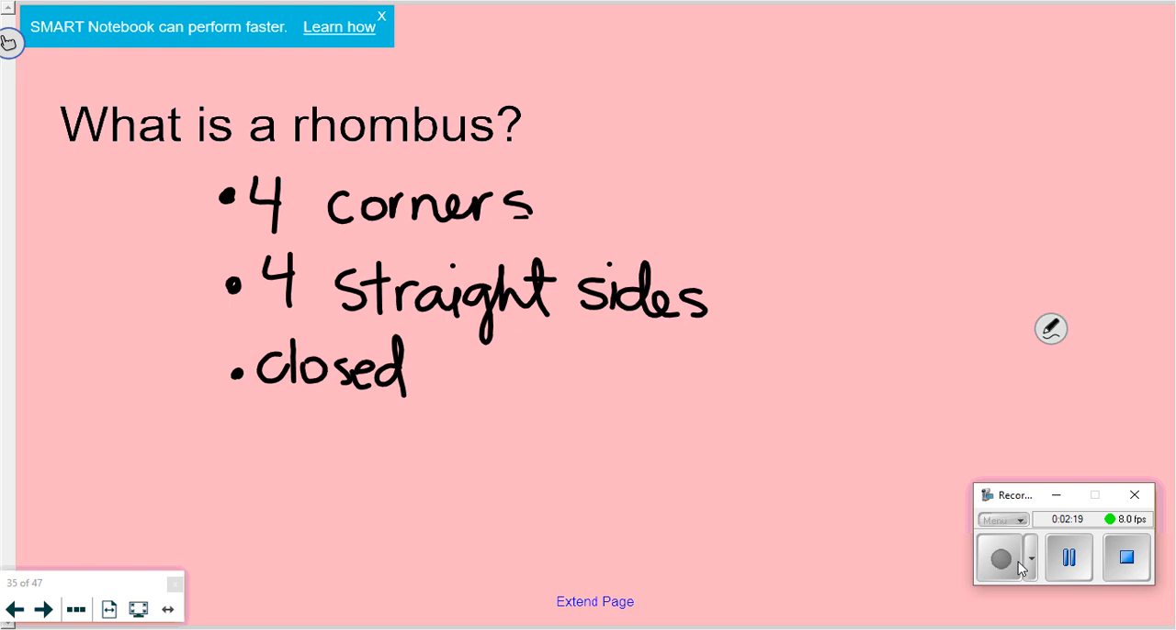A rhombus is also a parallelogram. So what other rule must it follow? A rhombus is also a parallelogram. So what other rule does it have to also have? I like that I see some people are looking back in their notebook. We're just sitting there hoping the answer is going to show up on Miss Miller's face. Rylan?